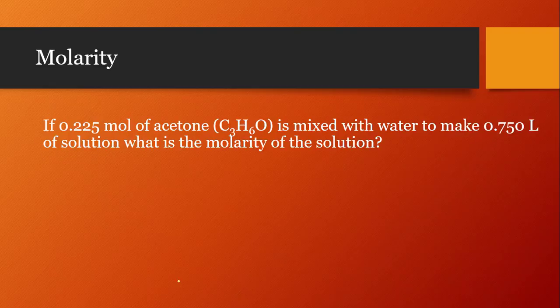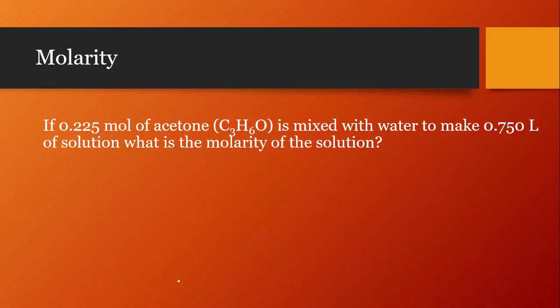So the best thing to do is jump right in with examples. We have 3 examples coming up. I'm going to have you do them, then I will give you the answers, and we will walk through how we got the answers. So start with, you have 0.225 moles of acetone, and it's mixed with water to make 3/4 of a liter of solution. What is the molarity? Go.